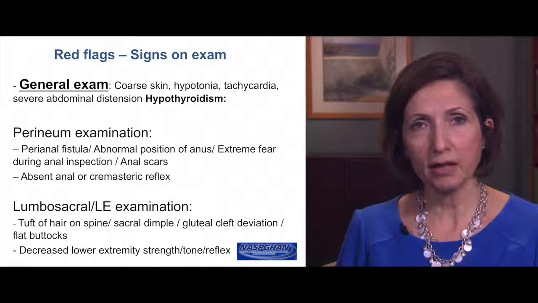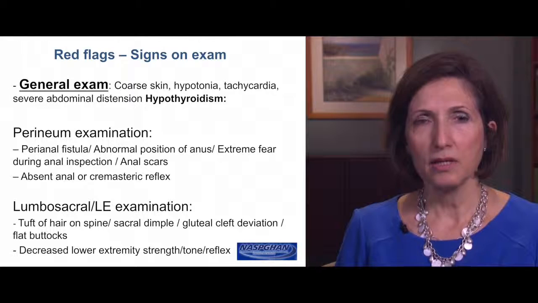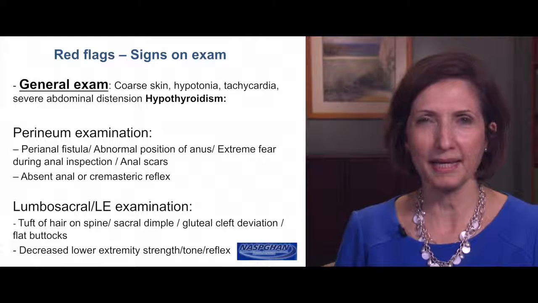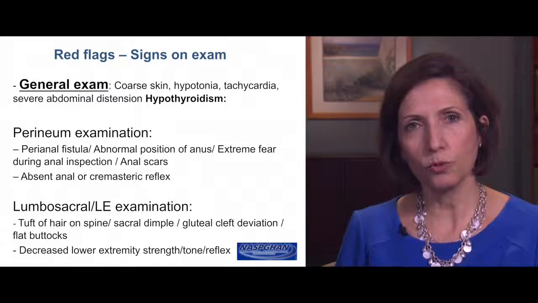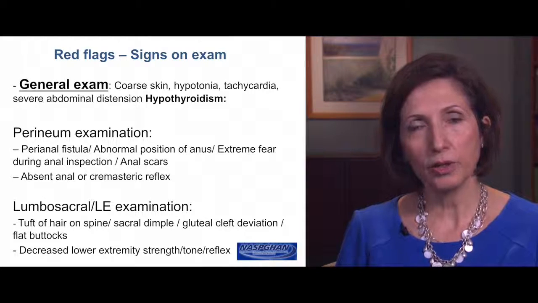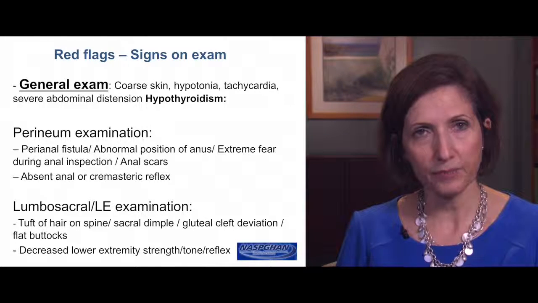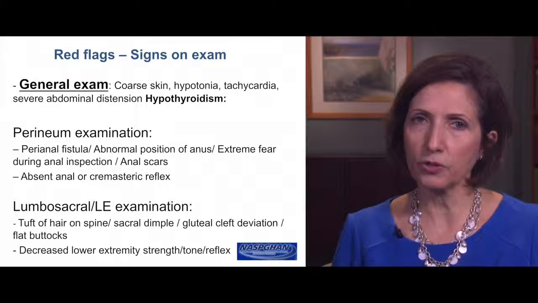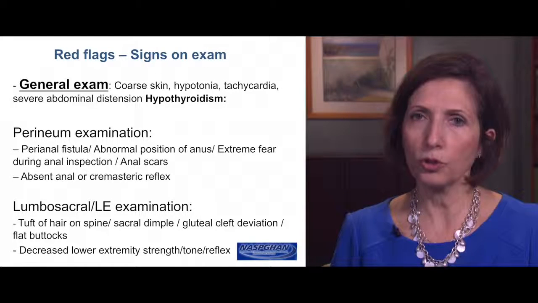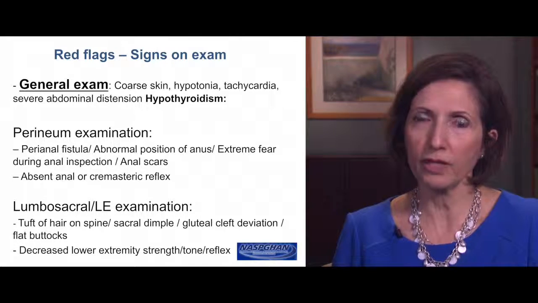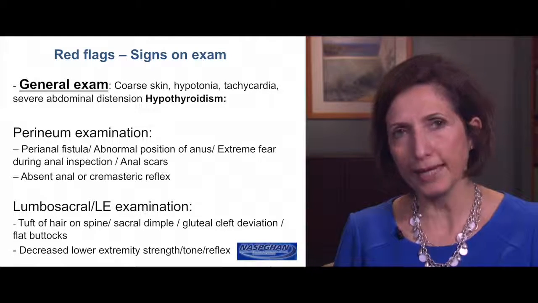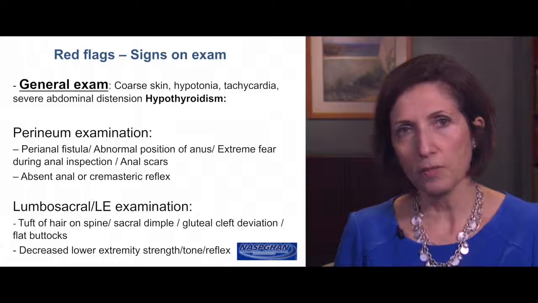In general, what are the red flags on exams? On general exam, if we see a patient with coarse skin, hypotonic, tachycardic with severe abdominal distension, we have to consider hypothyroidism. In the perineum exam, we look again for perineal fistula. We look for the position of the anus, if it's anterior or not. We look for the patient being very fearful of the exam. That also raises a concern for possible abuse. We look for anal scar. That also raises a concern for possible abuse.